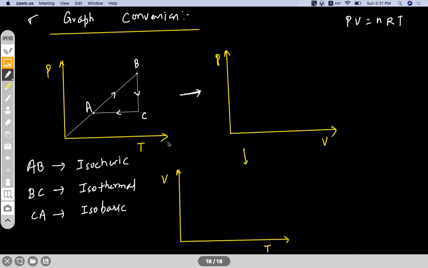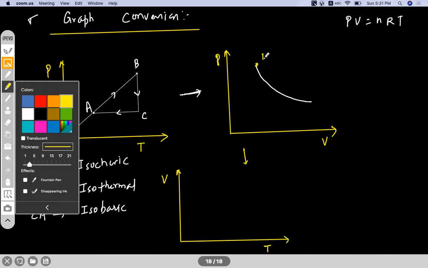How do we do that? We know the PV graph at constant temperature. What would it be? Listen to me carefully. PV graph at constant temperature will go like this. Yes or no? Right? Now, we have a constant pressure temperature graph, and constant temperature graph here, it is B to C. It means this point is either B or C. If it is B, then this is C. If it is C, then this is B. These are two possibilities. So we have to cross check which should be B, which should be C. That is the first thing.